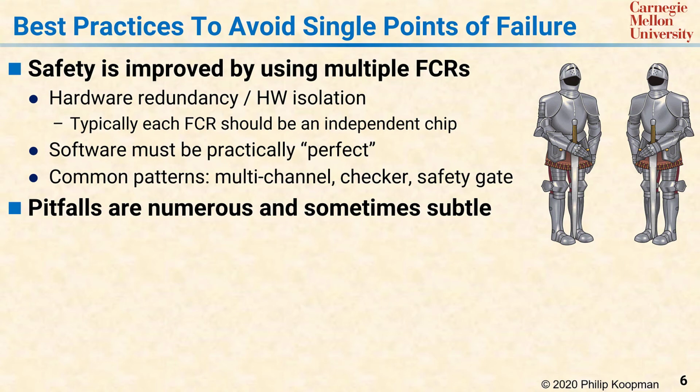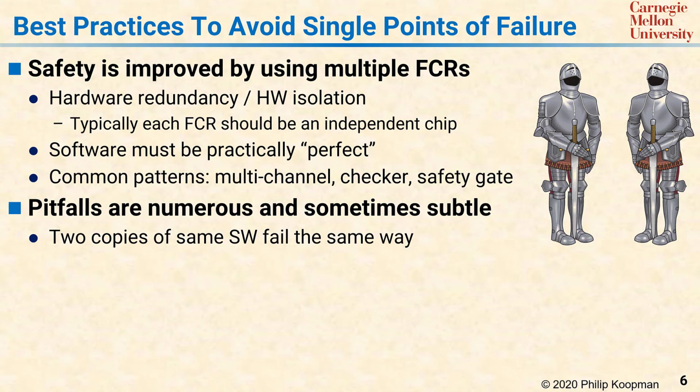Some big ones include 2 copies of the same software or even just similar software will often fail in exactly the same way because they have the same software bugs. Thus, you cannot assume independence of software failure without special effort. For practical purposes, the best way to deal with this is usually to use a high safety integrity level engineering process to make sure your software is perfect for practical purposes.